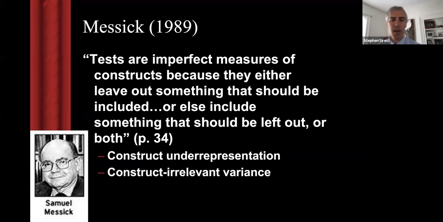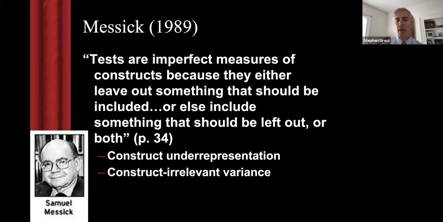So the terms are construct underrepresentation. The tests are not fully representing what we're trying to measure. So the criticism that tests are just measuring unimportant skills or narrowing the curriculum means they're not fully representing what we're trying to measure. The other thing is construct irrelevant variance. The tests are measuring students' ability to take tests. They're measuring test wiseness, or computer-based tests are measuring in part students' ability to work the computer.